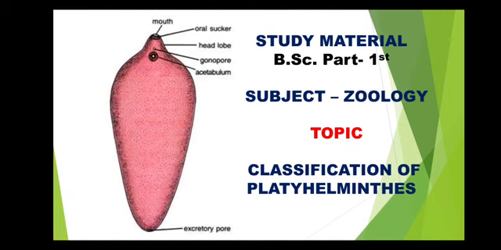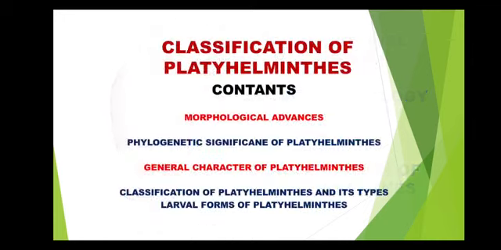This important topic includes point number 1, morphological advances of Platyhelminthes. Point number 2, phylogenetic significance of Platyhelminthes. Point number 3, general characters of Platyhelminthes. Point number 4, larval forms of Platyhelminthes.